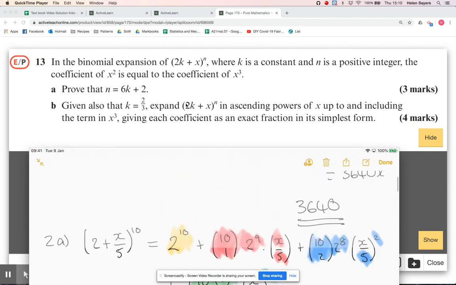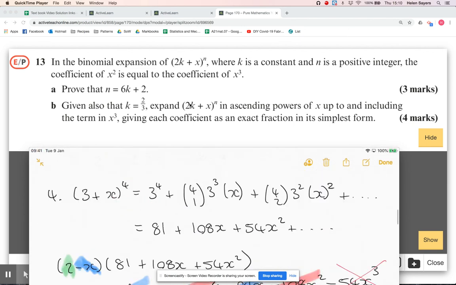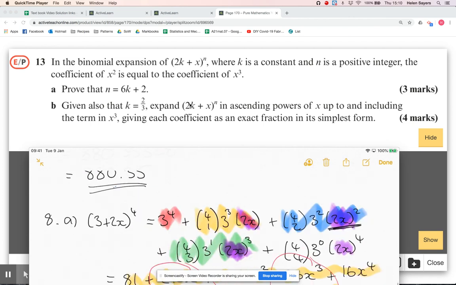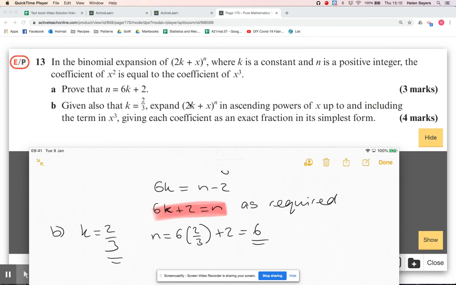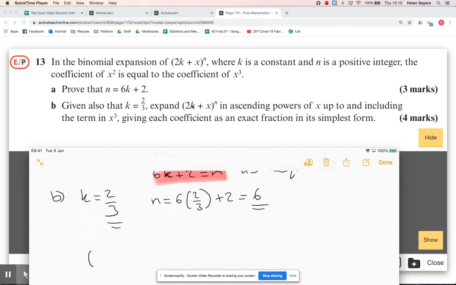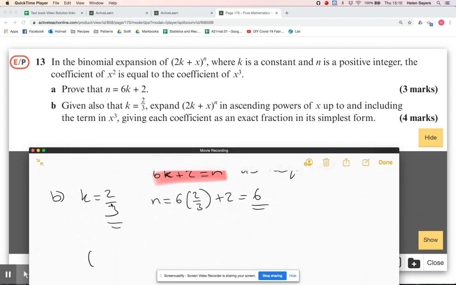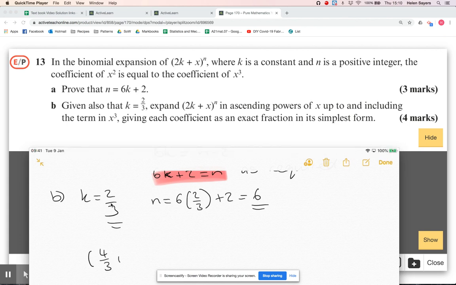So 2k is going to be 2 times 2/3, so 4/3, plus x, and then to the power of n, which is 6. And we only need to go up to x cubed, then we've just got to simplify.